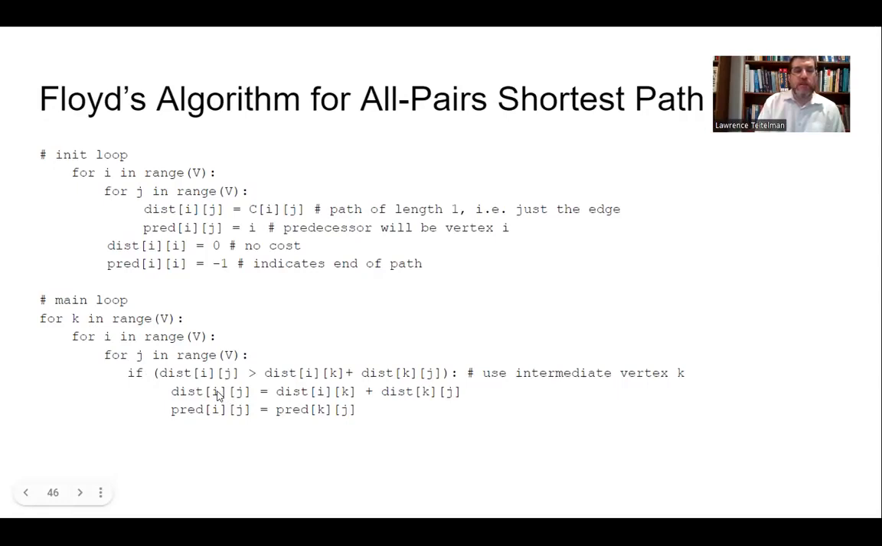So what are we saying here? We're saying I have some path so far that takes me from i to j. Can I do better by going through intermediate point k and then from k to j? So if I go through point k, does that make it better? If it does, then let's make that the new best way to go from i to j. So we say, okay, I'll go from i to k, and from k to j. That is better than what I had before. And now the predecessor on the path from i to j is whatever the predecessor is of j on the path from k to j.